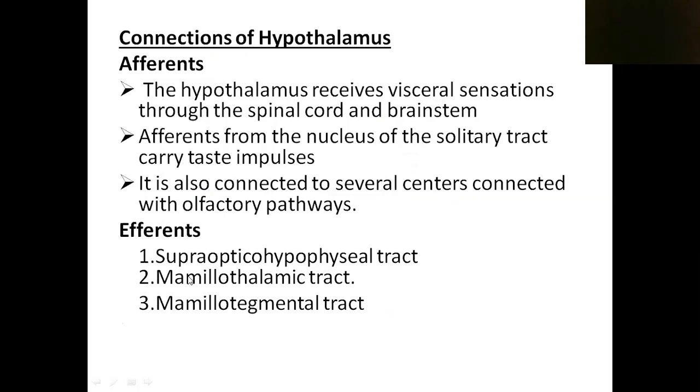Then efferent fibers. It gives fibers to the pituitary gland through the supraoptico-hypophyseal tract. Those fibers arise from the supraoptic nucleus to the hypophysis cerebri, meaning the pituitary gland. That's why this tract or bundle is known as the supraoptico-hypophyseal tract. Then the mammillothalamic tract, from the mammillary body to the thalamus, and the mammillotegmental tract, from the mammillary body to the brainstem.